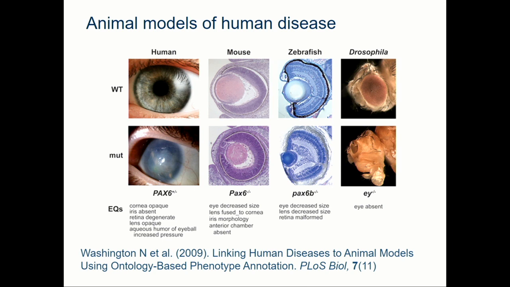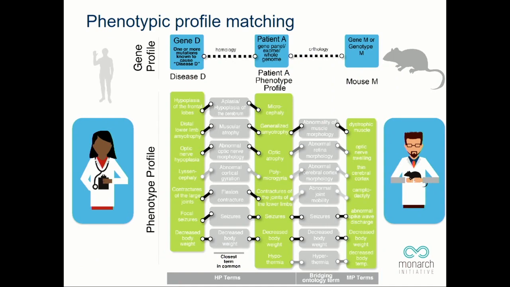Ontologies represent knowledge in a structure where we can computationally find that particular terms are in common and score how similar phenotype matches are. One of the challenges is that on the human side, we use the Human Phenotype Ontology to capture rare disease phenotypes, whereas on the mouse side, we use the Mammalian Phenotype Ontology. So with my colleagues in the Monarch Initiative, we've had to develop various methods to map between these ontologies.